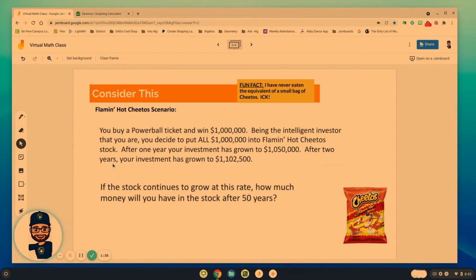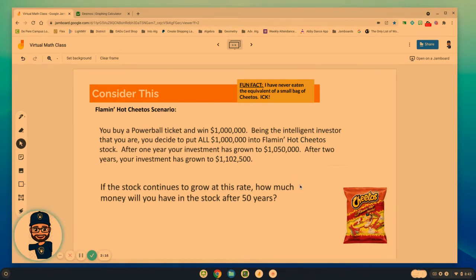Yuck. So anyway, let's just say that you buy a Powerball ticket and you won the lottery, $1 million. Being the intelligent investor that you are, you decided to put all $1 million into the Flamin' Hot Cheetos stock. After 1 year, your investment has grown to $1,050,000, and then after 2 years, your investment is now worth $1,102,500. If that stock continues to grow at that same exact rate year after year, how much money will you have in that stock after 50 years?